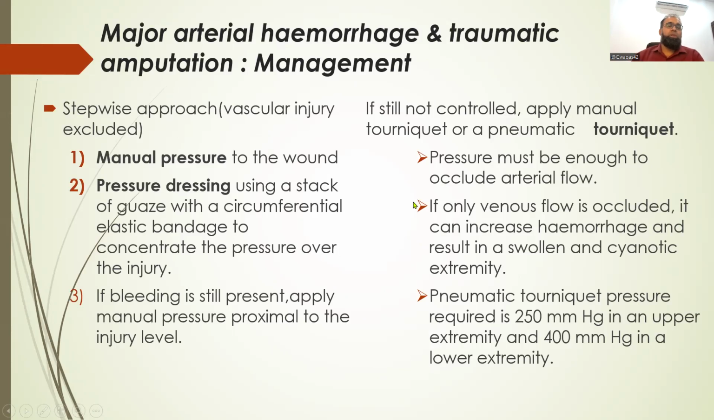What to do? If you have an open wound, okay, first of all apply manual pressure to the wound. And after that, if not resolved with this, you can do a pressure dressing. Use a stack of gauze and do a circumferential pressure dressing. And if bleeding is still present, you can apply a tourniquet. But the tourniquet time should be noted. Okay. So what are the pressures? In the upper limb, 250, and the lower limb, 400 mmHg.